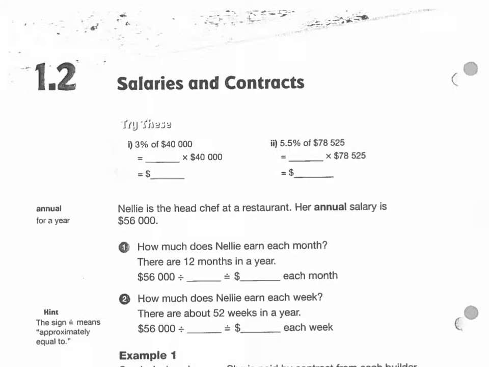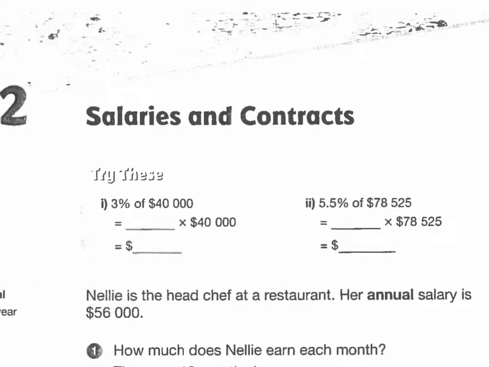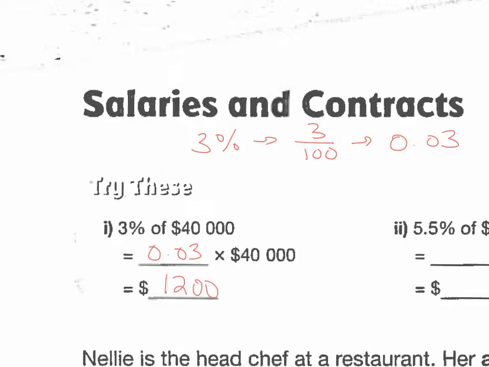1.2, salaries and contracts. So 3% of 40 grand. Well, remember from the first page there, converting 3% to a decimal. So 3% is the same thing as saying 3 out of 100, which on your calculator you'll get 0.03. So we're going to multiply 0.03 times 40,000, and you'll get 1,200.